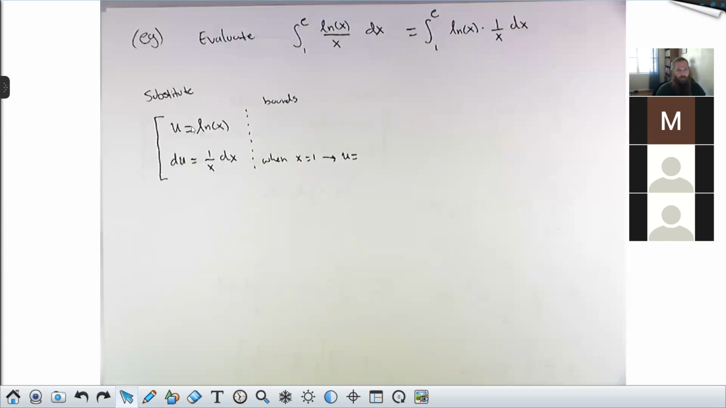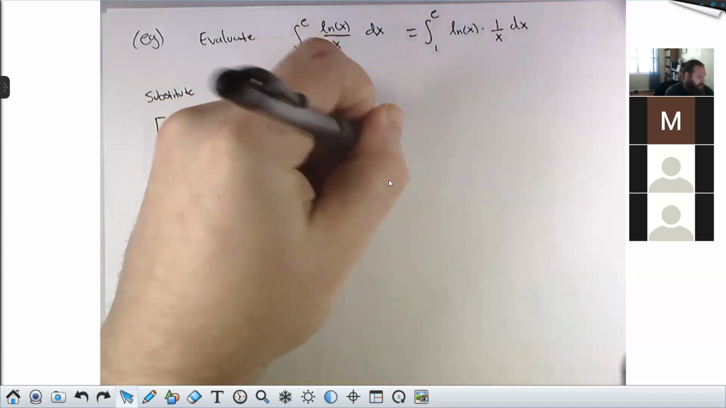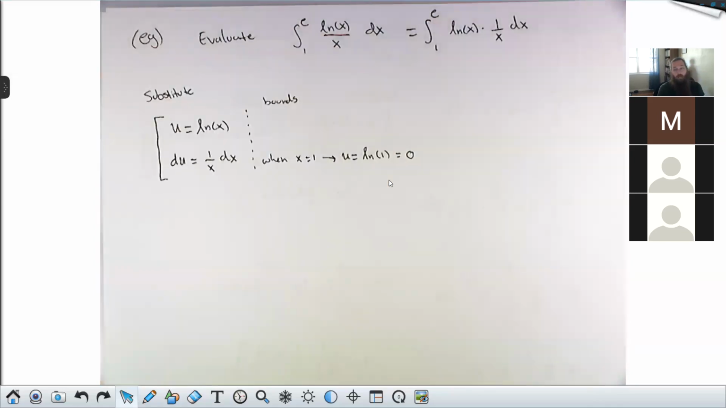Remember how we do this? We take this old lower bound and we plug it in for x here. So when x is equal to 1, u would be equal to the ln of 1. Yeah, Trent's got it in chat. The ln of 1 is 0. So when x is equal to 1, u is equal to the ln of 1, which is 0. So this is just one of the many reasons why you need to know these function values.